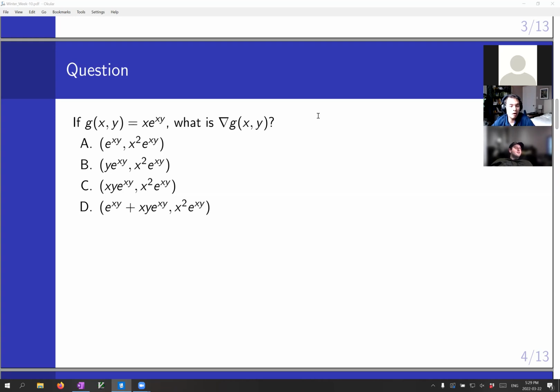Oh, right. Oh, yeah, I see what you're saying. Nice. That's true. You're only checking one partial derivative, not both. Yeah. I mean, you should do the other one just to have it anyway. But you're right. In terms of the multiple choice, they're all the same.